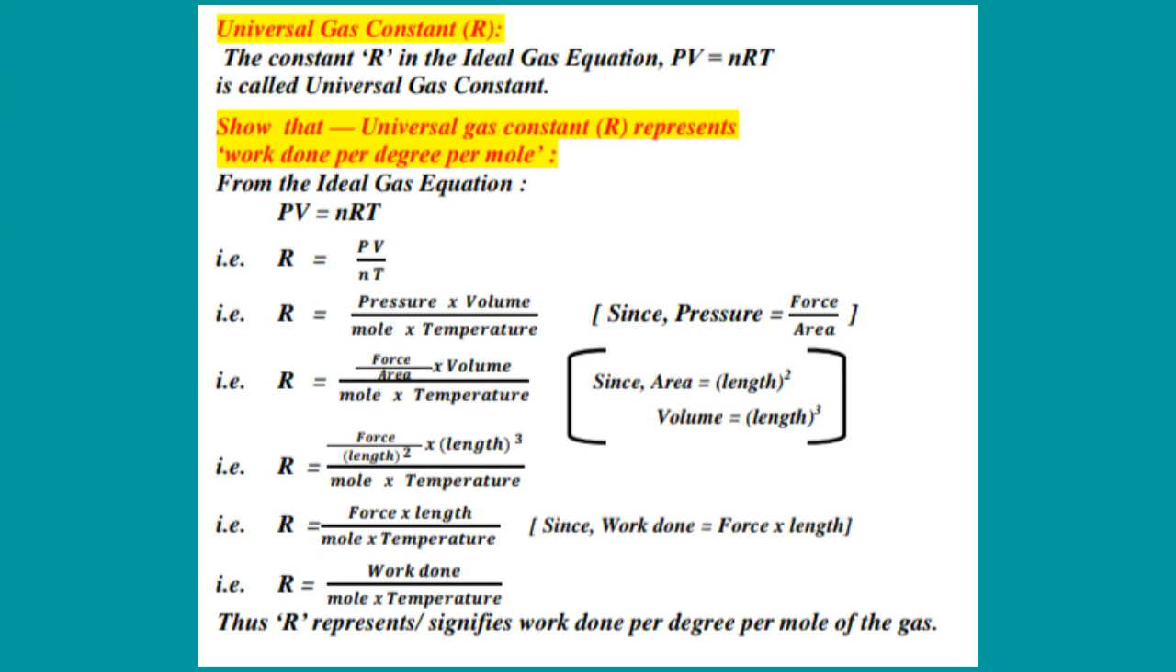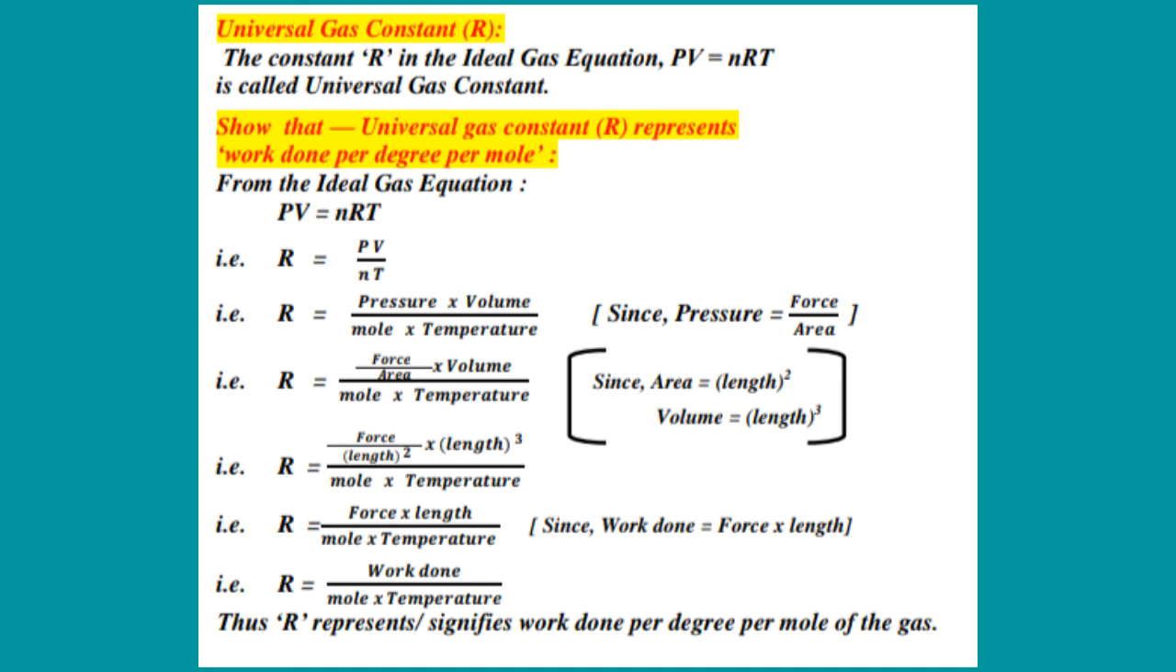Next is universal gas constant. It is represented by capital R. The constant capital R in the ideal gas equation PV equal to nRT is called universal gas constant. It is already described in the ideal gas equation. Now let us show that universal gas constant, this capital R, represents work done per degree per mole.